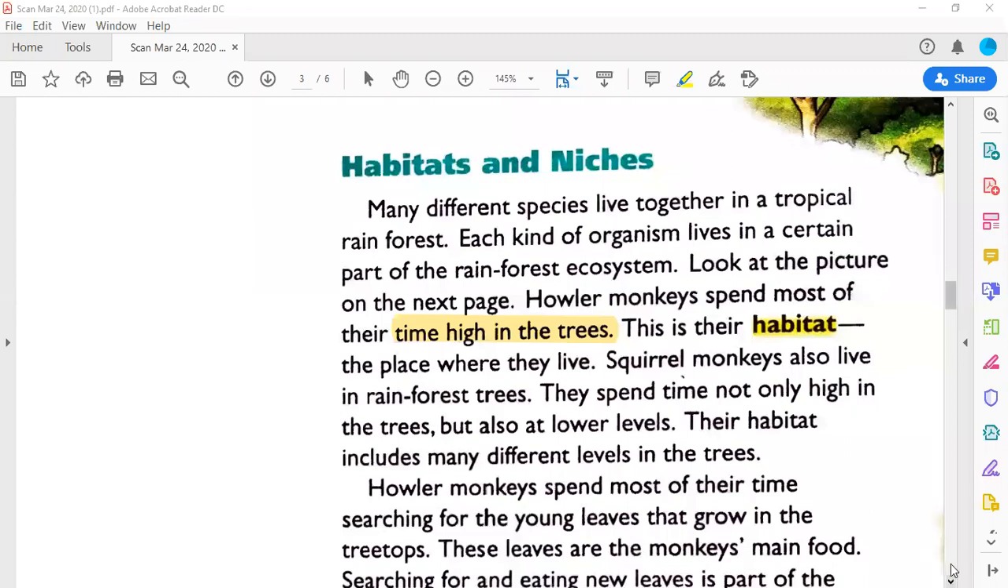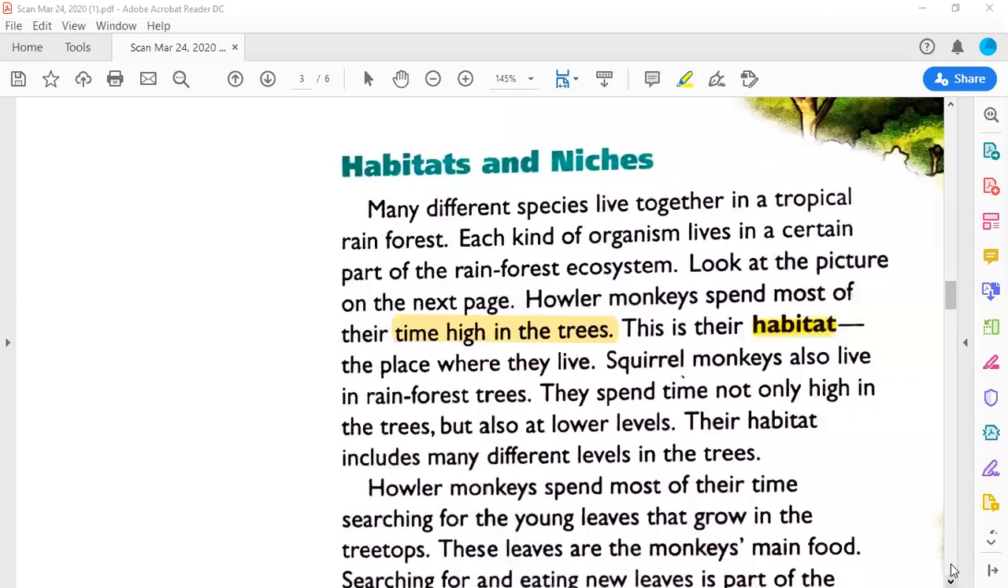Okay, thank you very much. You can stop right there. Okay, it says that a habitat is a place where they live, right? And if you see the picture, there was a howler monkey over there, and it says that this monkey usually spends most of its time high in the trees, right? So that is its habitat.